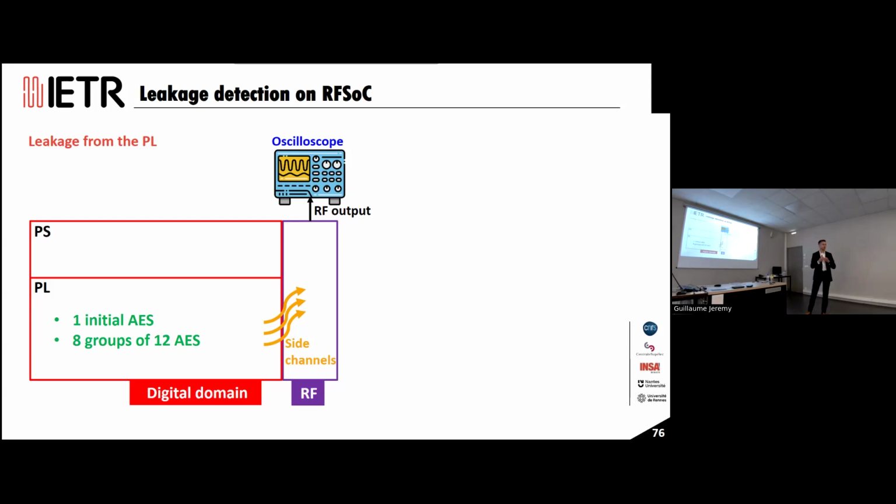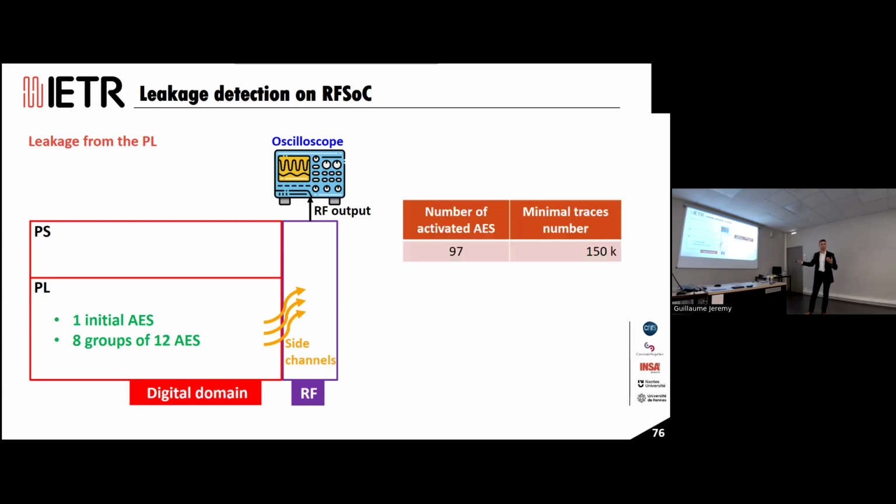Then we collected this leakage and we performed the t-test and we looked at the minimal number of traces that we need in order to have a positive t-test. With all the AES activated, we need 150 traces in order to have a positive t-test. And as we reduce the number of groups that are activated, so we reduce the number of AES that are running, of course, the number of traces that we have to collect increases. And when we reach a realistic attack with only the initial AES that is running, even with 200 million traces, we do not succeed to have a positive t-test.